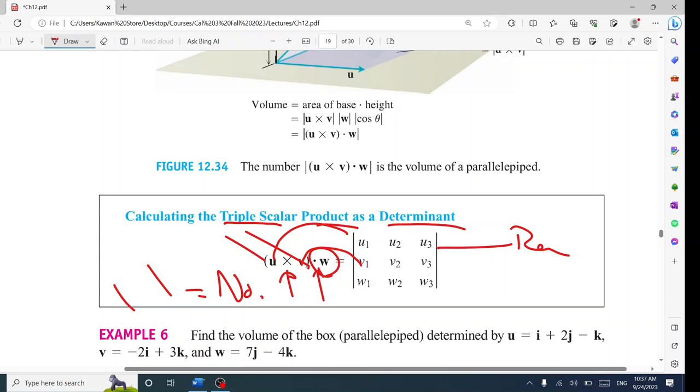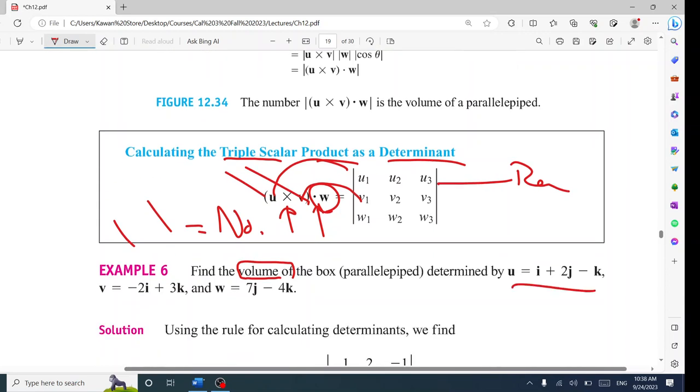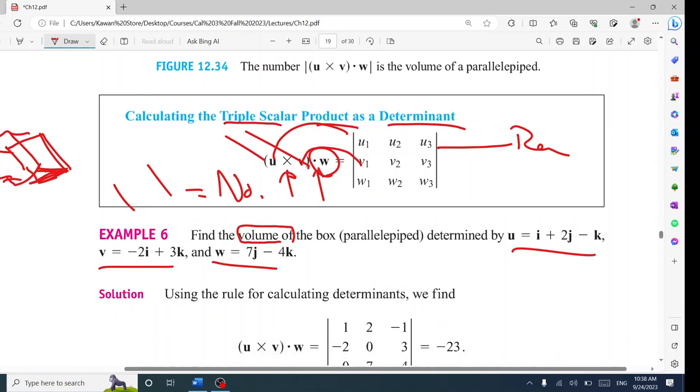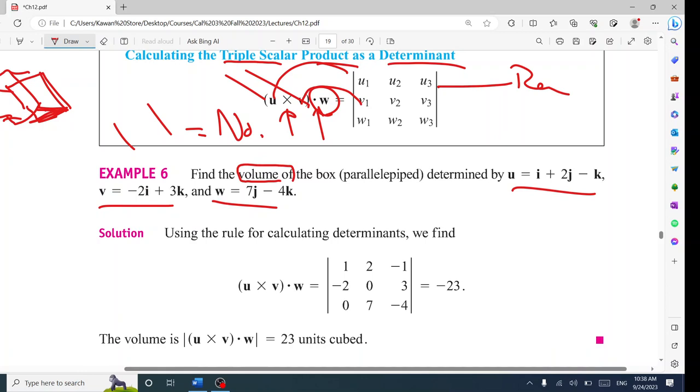How to find it? Look, it gives the volume. Calculating the volume of the box, like a parallelepiped, so find the volume of this one. So how do we find it? Of course, I have U, V, W, and we try to find this volume. You got it, dear? So how do we find the volume? We are going to use the cross and dot.